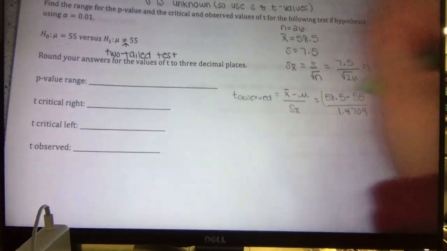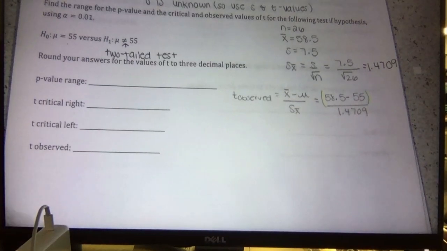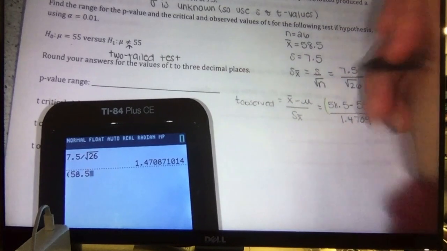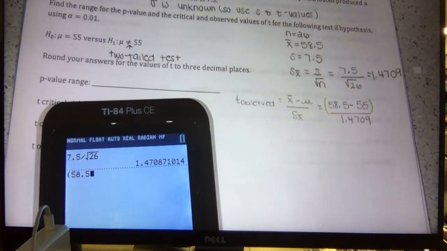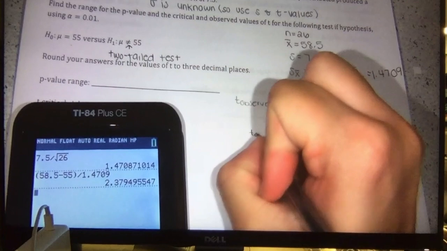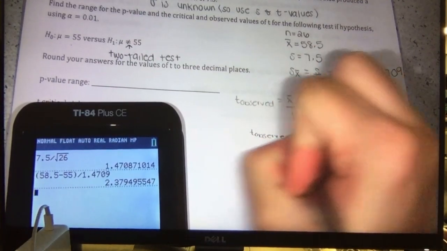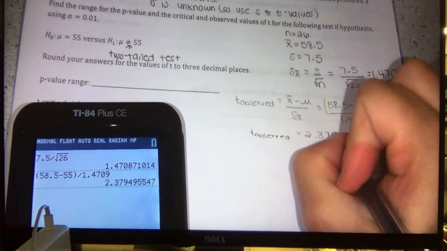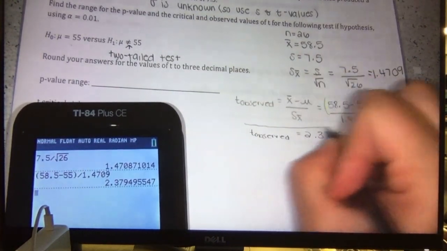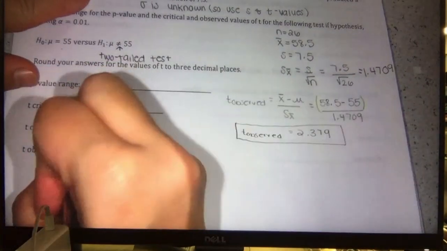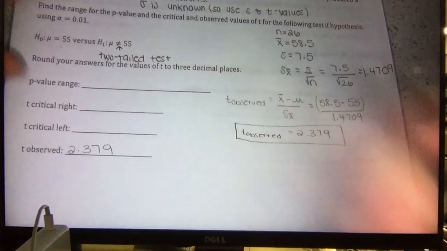Remember to put the top of our fraction in parentheses. 58.5 minus 55, divided by 1.4709. And we get that our t observed is 2.3794, so it's going to stay 2.379. It said round t to 3 decimal places, so 2.379 is our t observed.